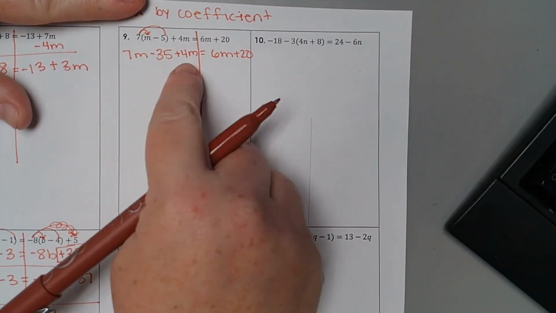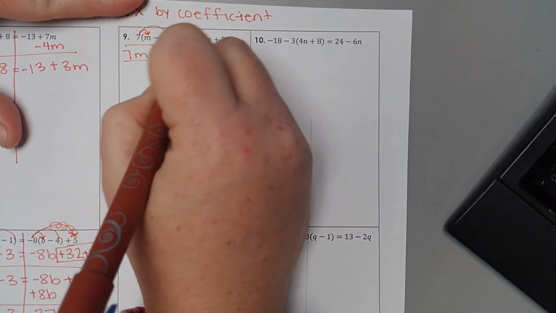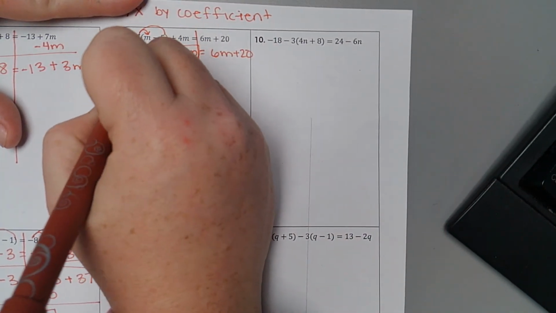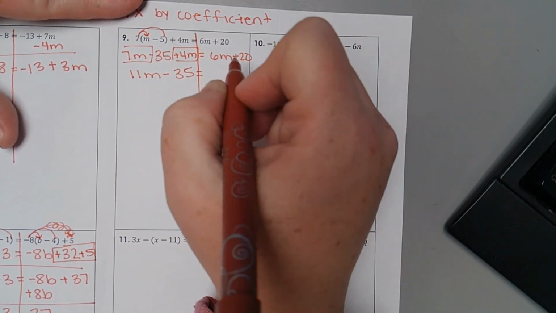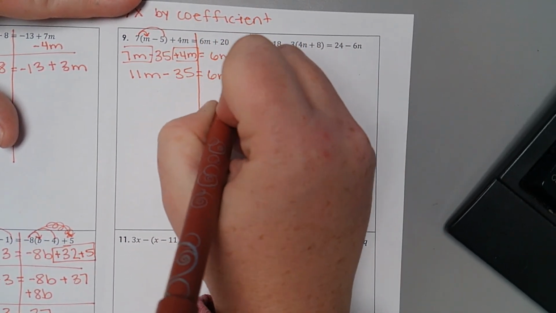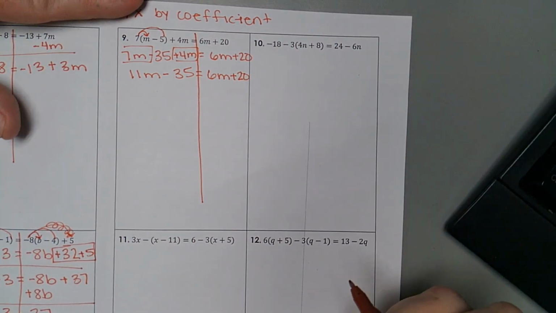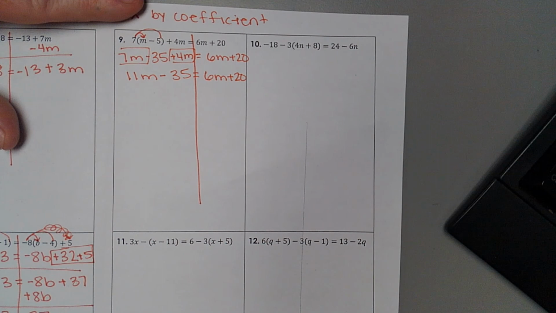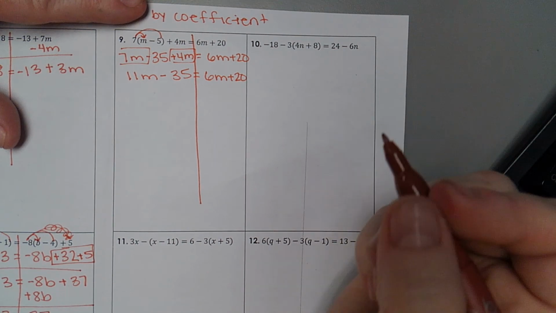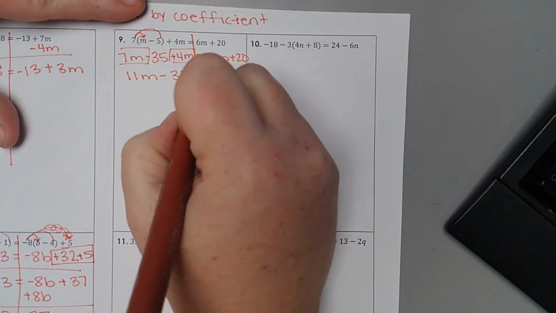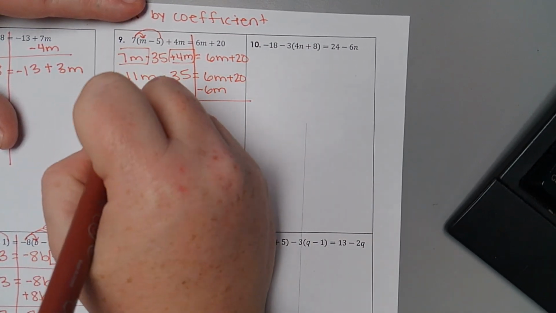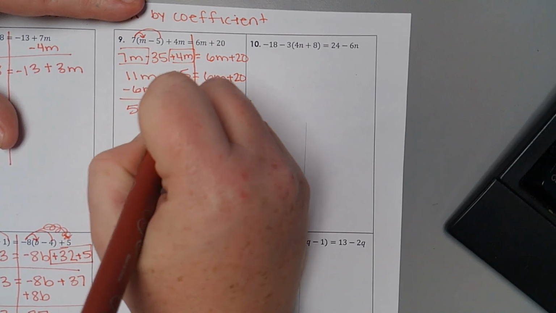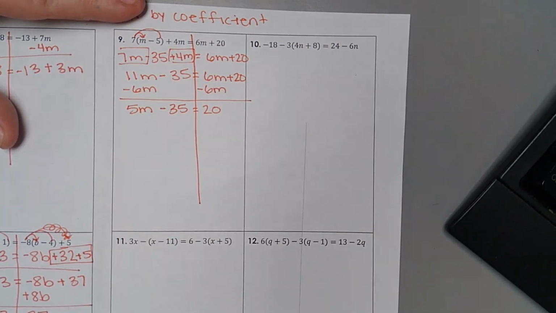All right, on the left, I have 7m and I have 4m. Those can be combined. 7 plus 4 is 11m minus 35 equals 6m plus 20. I need to combine my m, so it means I need to move 1 to the other side. So 6 is smaller, so I'm going to subtract 6 from both sides. 11 minus 6 is 5. So I have 5m minus 35 equals 20.